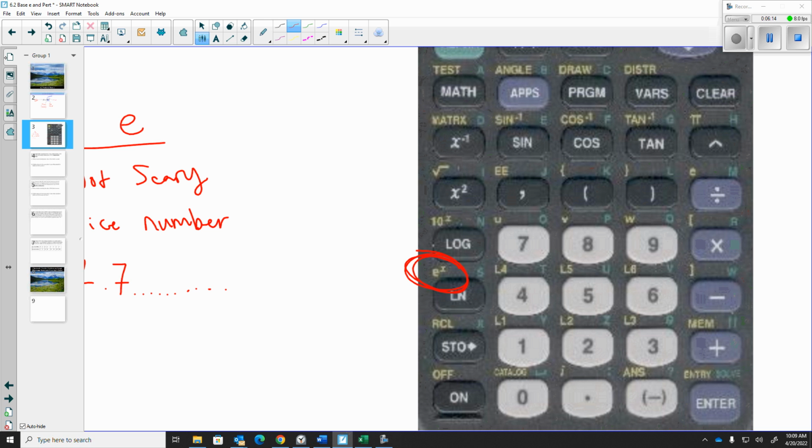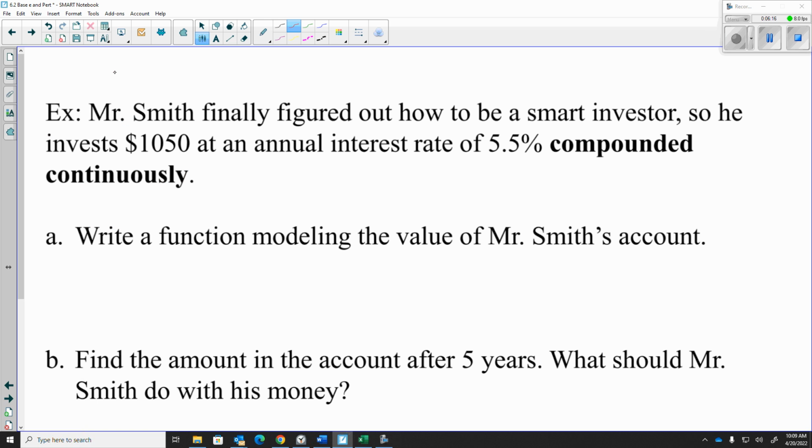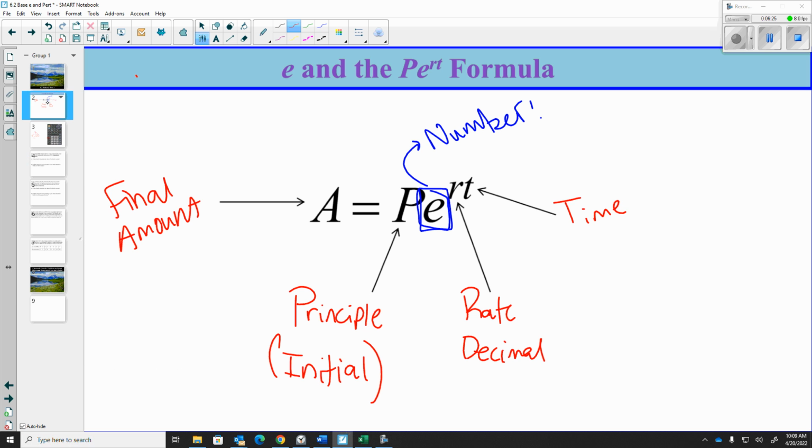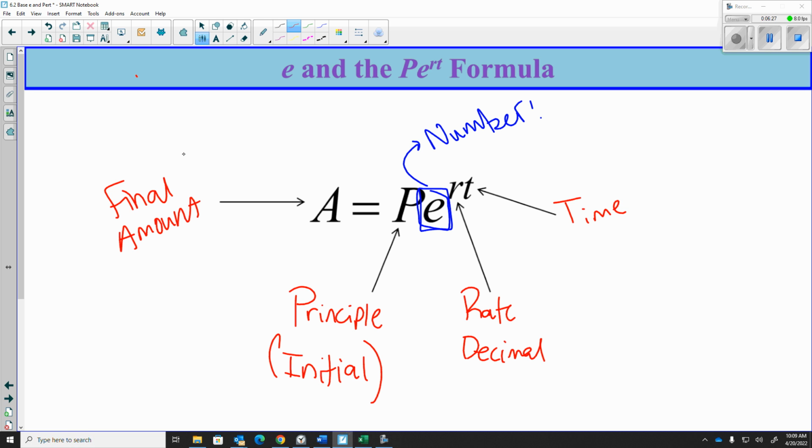All right, here we go. Let's do an example. Mr. Smith finally figured out how to be a smart investor. Oh, I forgot to tell you the important thing. This equation, we use this for continuously compounding interest.